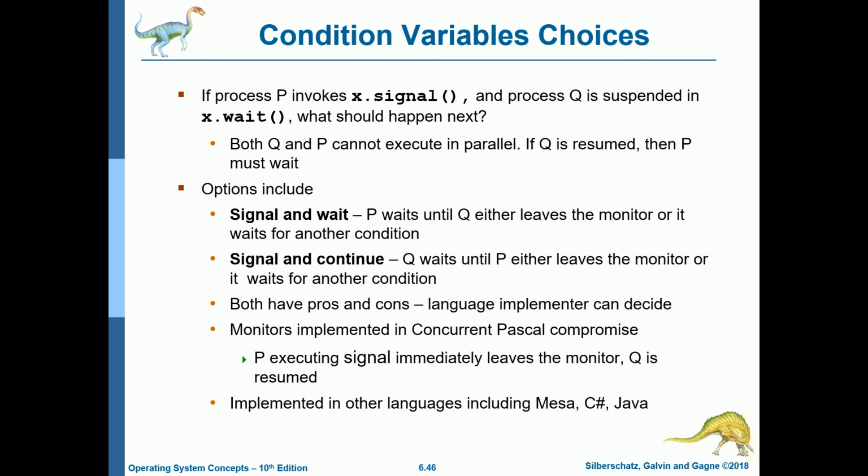A compromise between these two choices exists as well. When the thread P executes a signal operation, it immediately leaves the monitor, and hence Q is resumed immediately. There are a lot of programming languages that have incorporated the idea of monitors, and these include Java and C#.